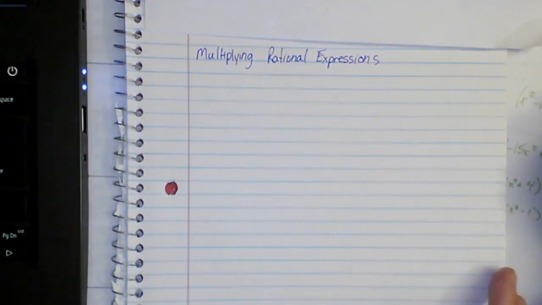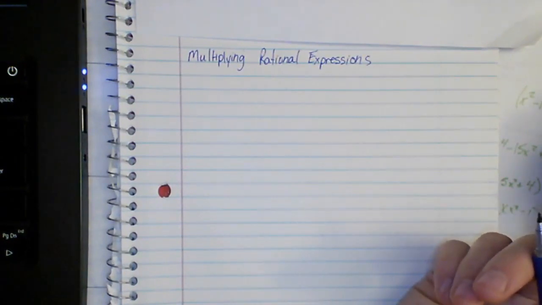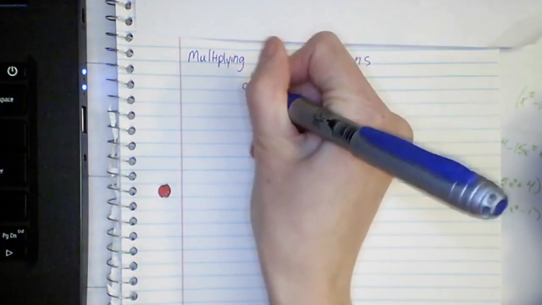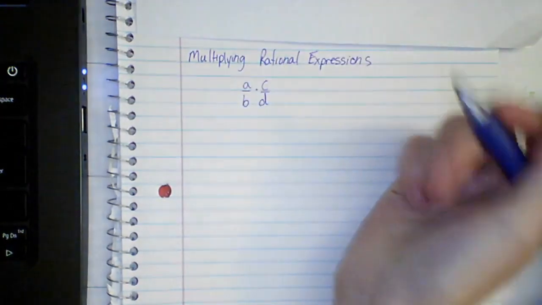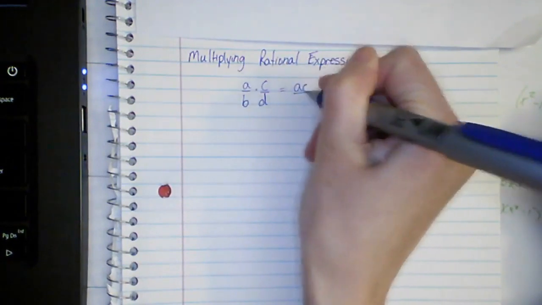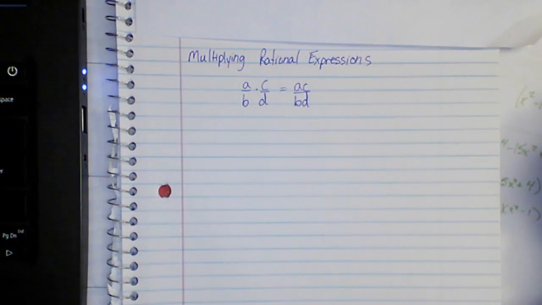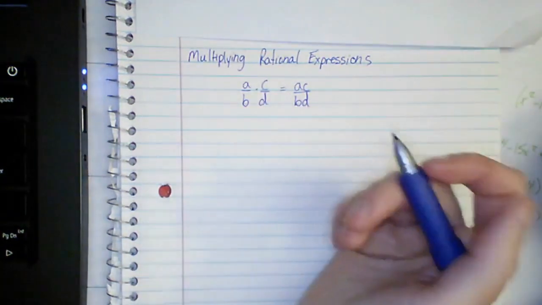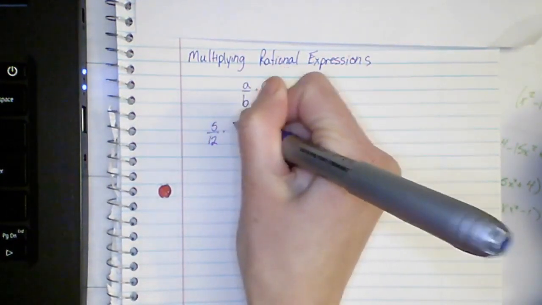This video is about multiplying rational expressions. When you multiply rational numbers, you can multiply across and get the answer. Now, before you multiply across, we can actually cross cancel instead of multiplying across and then canceling or reducing the fraction.